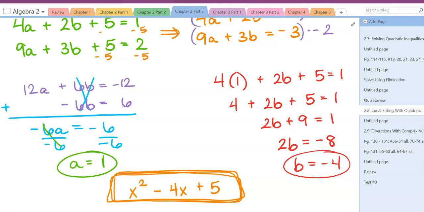What you can do to test this, to make sure that you did it right, is you can take 1 or 2 or all 3 of those points. You can plug it into the function here, and it should balance out. So if I put in a 0, 5, or a 2, 1 into my x's, and I balance that equation out, it should match on both sides of the equation.